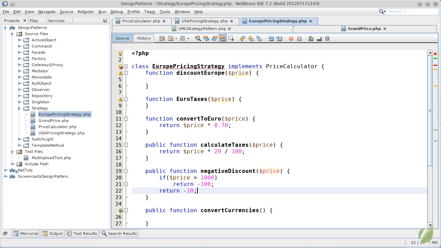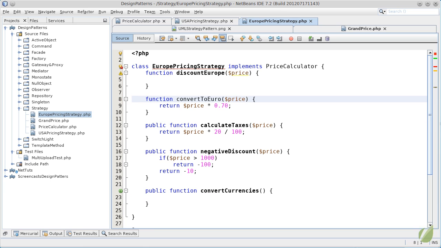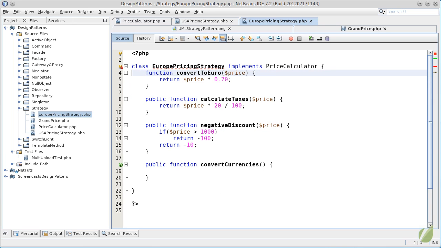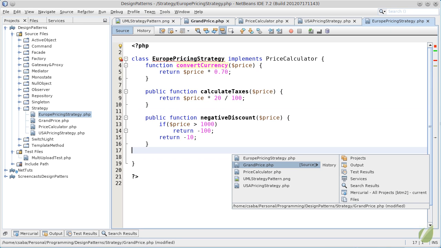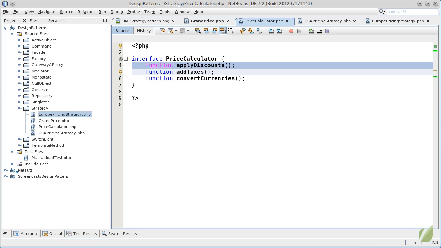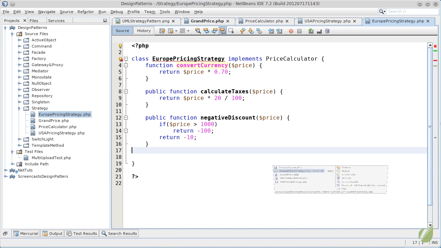Similar strategies and computations would be implemented in other methods also, if this would be a real size application. But for our example, let's just go on with what we have. Convert to euro also will just be transforming convert currency of price. And then we will modify our interface, the price calculator, to reflect our newly defined methods.